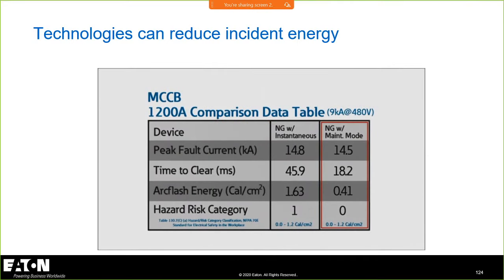Let's look at a breakdown of the results of this test. The 1200 amp circuit breaker set to trip via its standard instantaneous function cleared the fault in 45.9 milliseconds. Eaton's NG molded case circuit breaker with maintenance mode cleared the fault in 18.2 milliseconds. The arc flash energy was 1.63 calories per centimeter squared for the circuit breaker that was set to trip via standard instantaneous. Again, Eaton's molded case circuit breaker with maintenance mode outperformed with an arc flash energy of only 0.4.